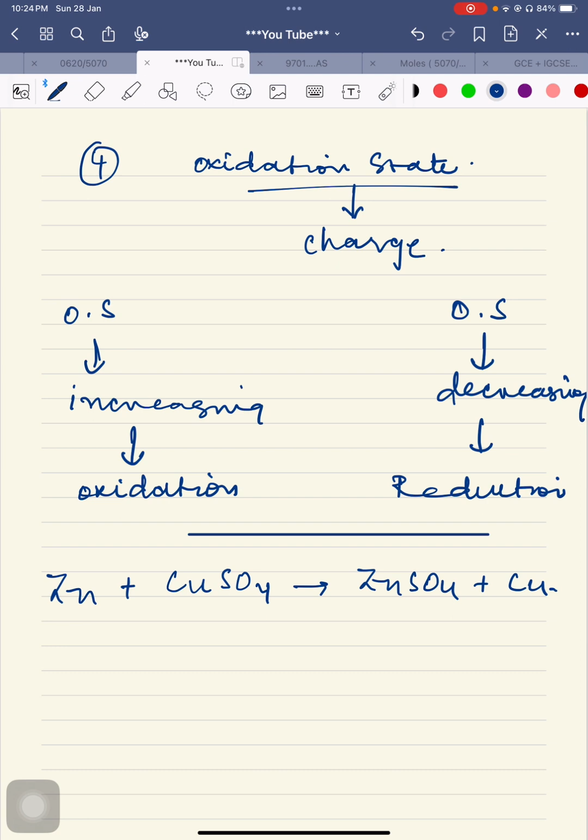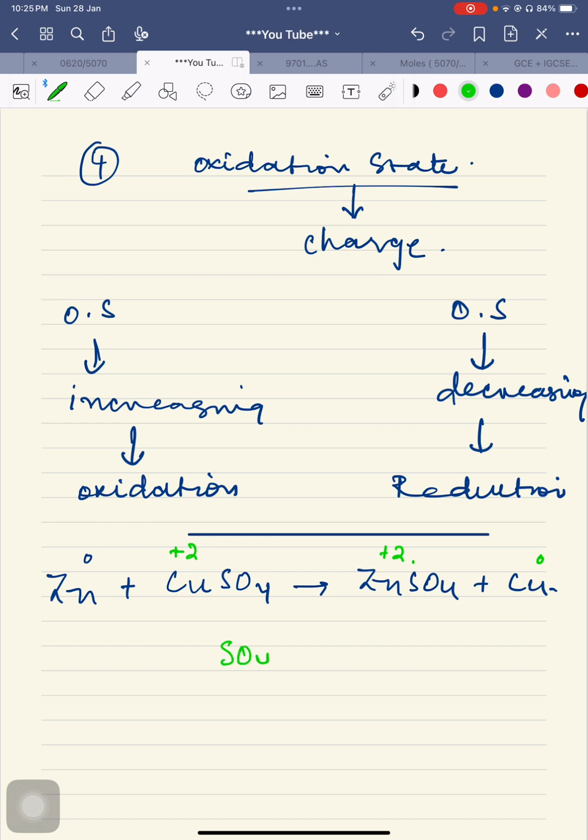This reaction is involving lots of concepts which I'm going to discuss when we discuss this chapter. But right now we can say that zinc has a charge of 0 before reaction, but after reaction its charge is changing to +2. And what is the charge of copper before reaction? It is +2 before reaction, and after reaction it is 0.